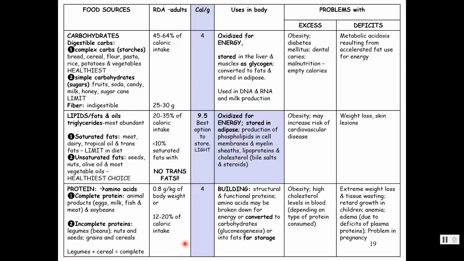All right, so this table kind of highlights what I was just saying about the calories per gram. So you get the most calories per gram from fat, so 9.5. So it's the best option to store because it's light. So let's go over here and look at uses in the body. And oh, look, we see fats are oxidized for energy and they're stored in adipose tissue. And like I said, that's because they yield the most calories per gram.